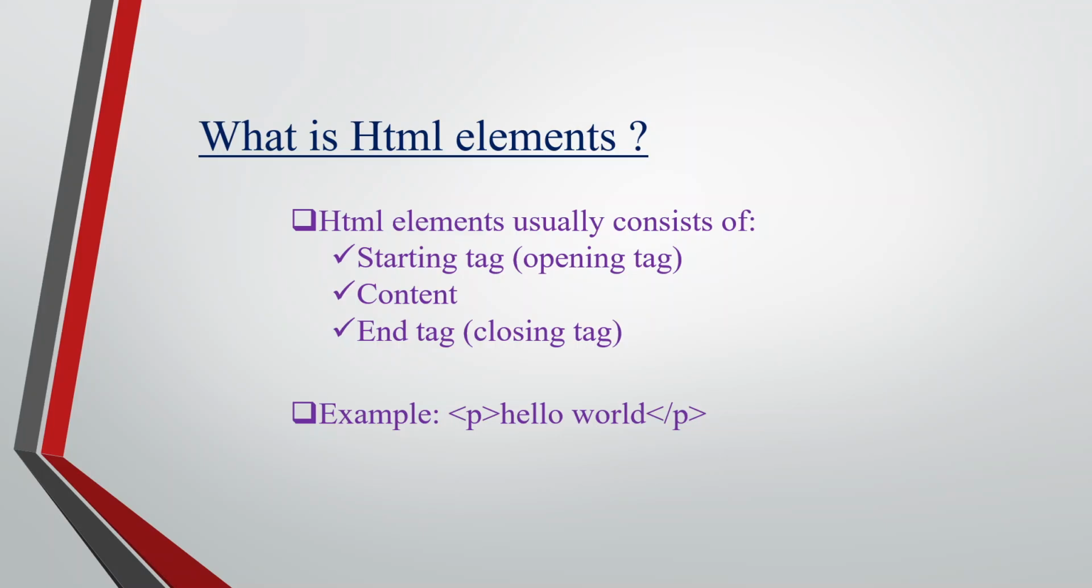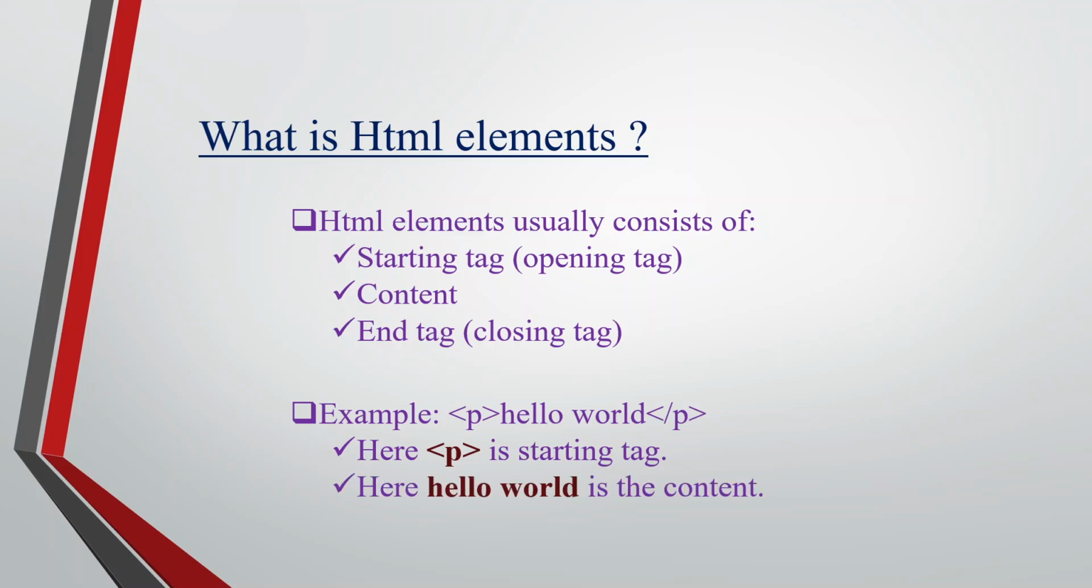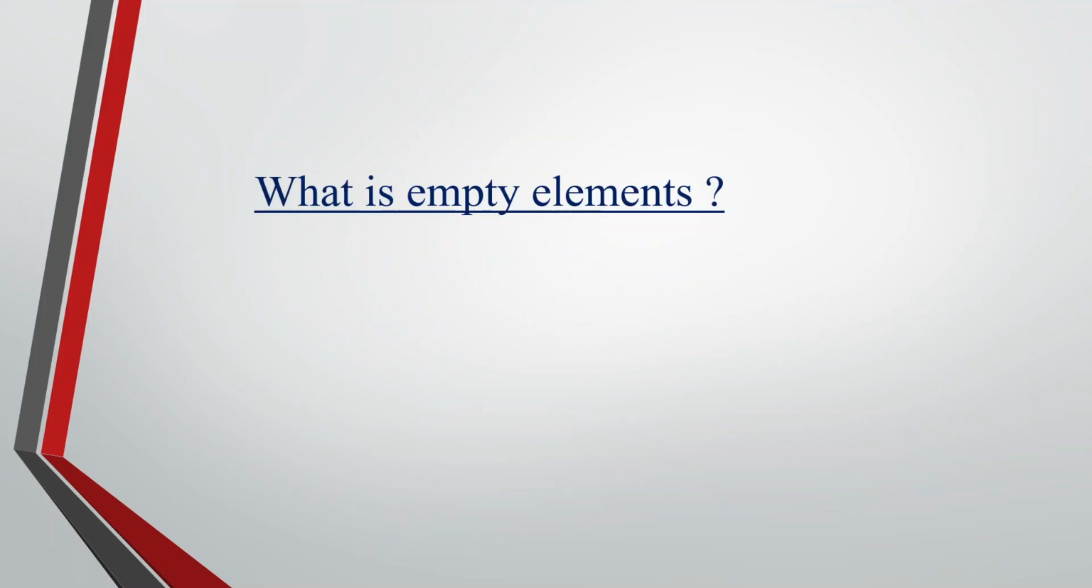For example, here we have the paragraph tag. And here the first P is the starting tag. Hello world is the content of the element, and the last P is the end tag. The end tag has a forward slash with it as well.